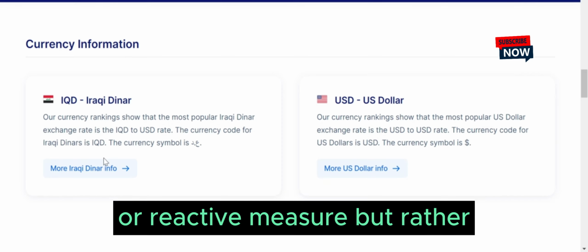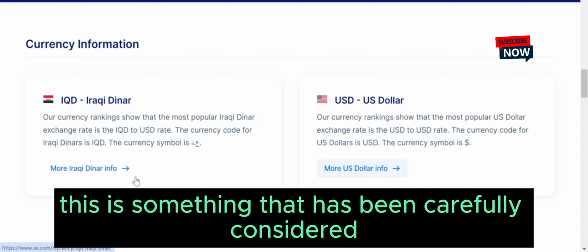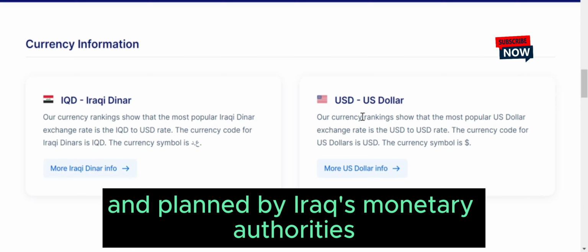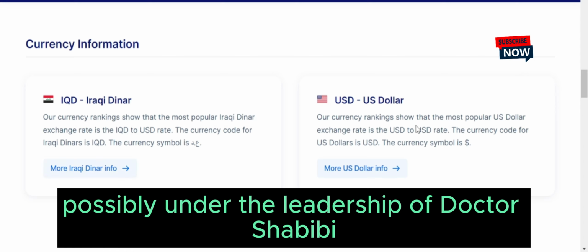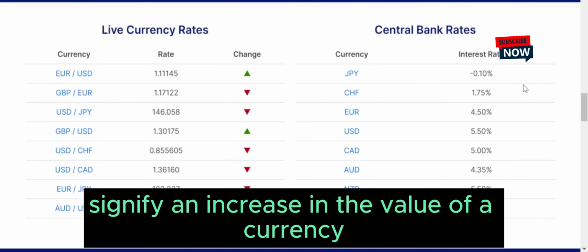Frank seems to be acknowledging that this is something that has been carefully considered and planned by Iraq's monetary authorities, possibly under the leadership of Dr. Shabibi, who is mentioned in the conversation. The introduction of lower denomination notes is another important aspect of the plan. Lower denomination notes typically signify an increase in the value of a currency.